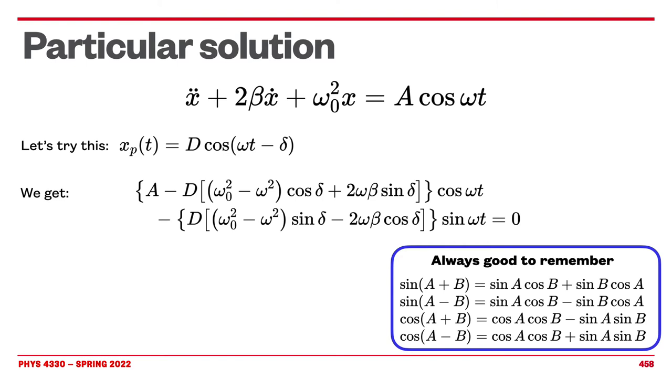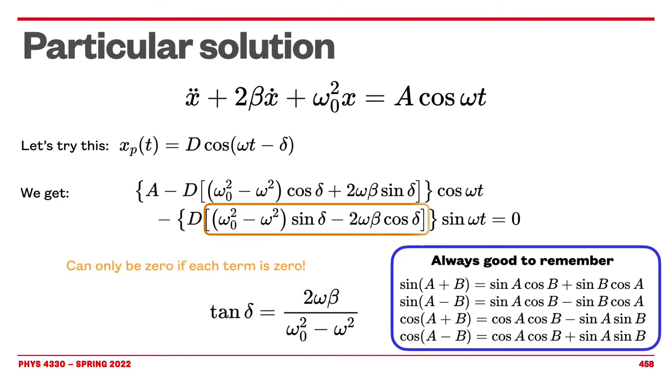So let's start with the simplest one, which is this term. This term should be equal to zero in order to ensure that the function is zero. The other term will also need to be zero. We'll discuss that in a few minutes. So we see directly that for this to be zero, if we divide by cosine delta left and right, we find that the tangent of delta should be 2 omega beta divided by omega 0 squared minus omega squared.